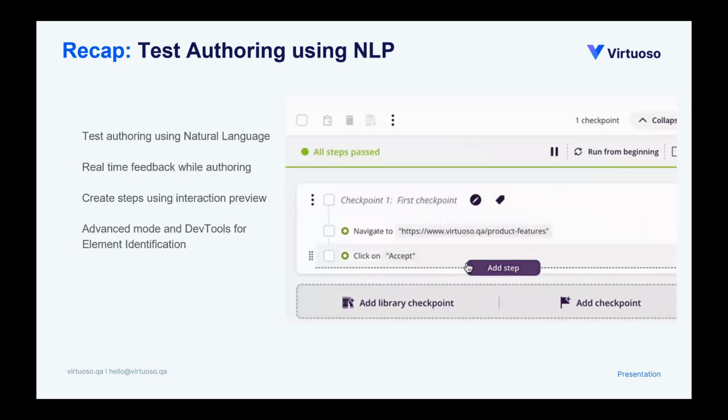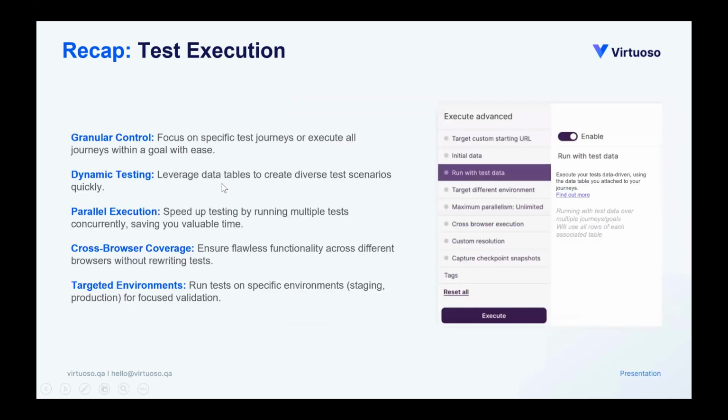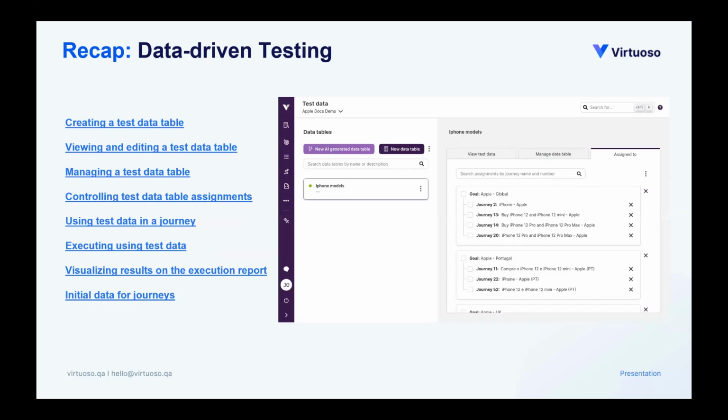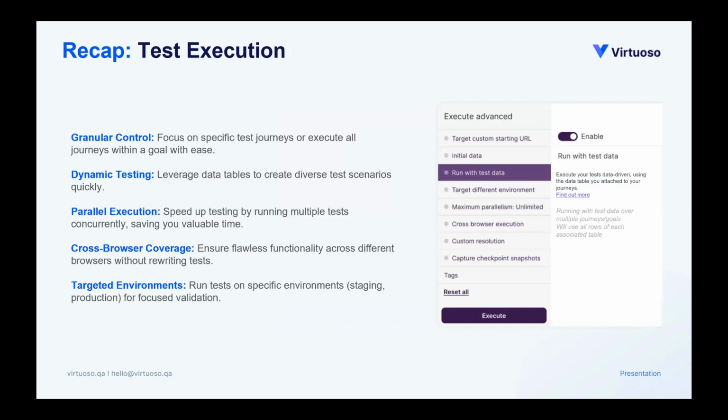With that, let us move to the next topic, which was on test execution, where we demonstrated various test execution options, including parallel execution, cross-browser testing, and also executing tests on the various environments. So all of these can be done in Virtuoso using the various execution options that we have in Virtuoso.